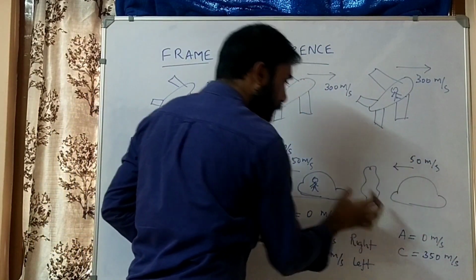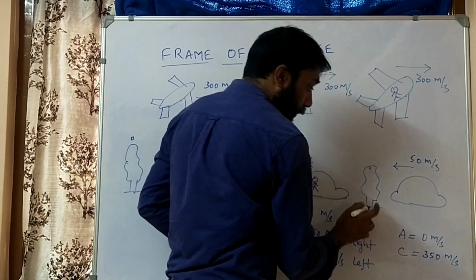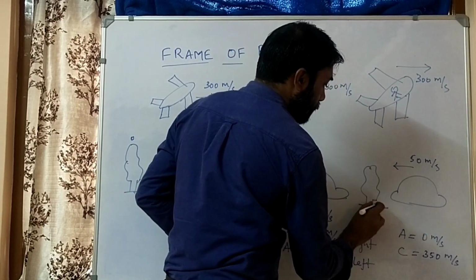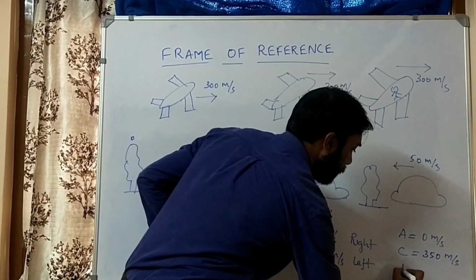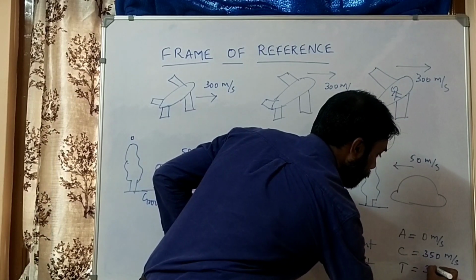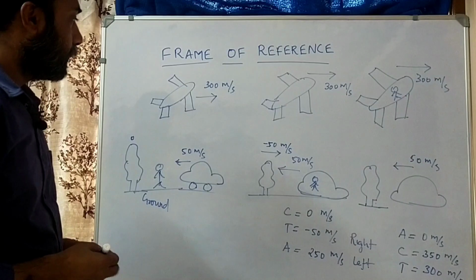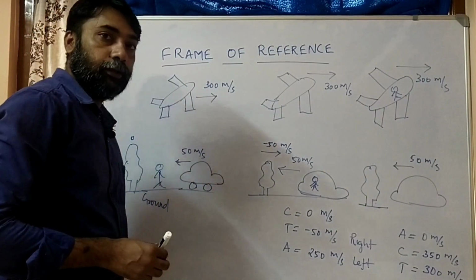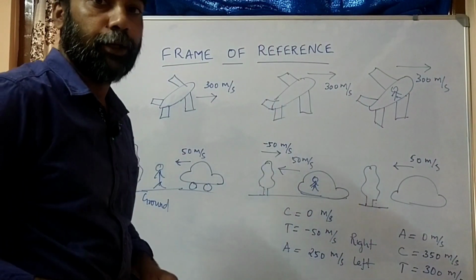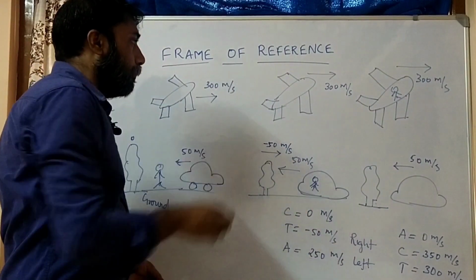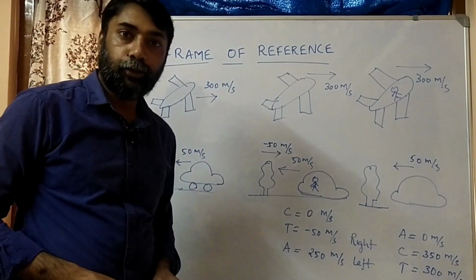And if you observe this particular tree, it is at rest, we know, on the ground. With respect to the ground, it is at rest. And with respect to this aircraft, if you see the tree, its speed will seem to be 300 meter per second. And this is where this particular frame of reference will be very important in bodies and motion. Okay, hope you understand, and thank you for listening.